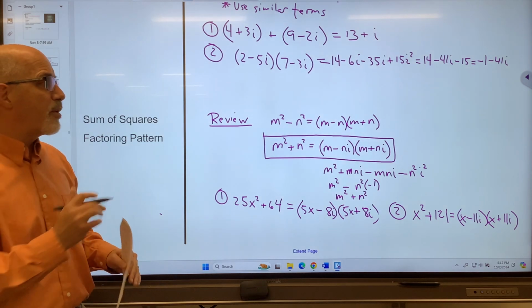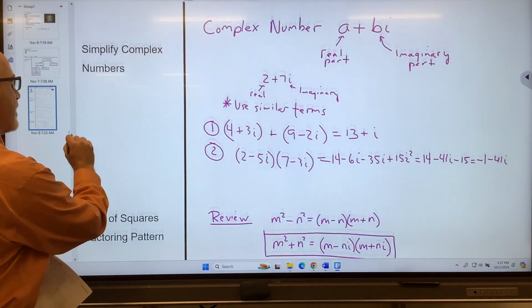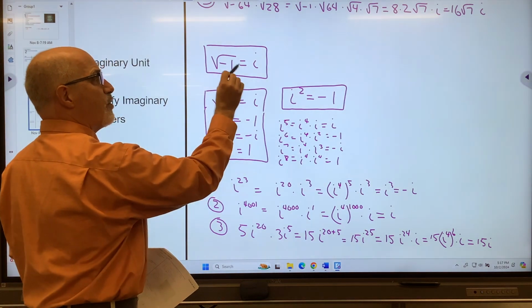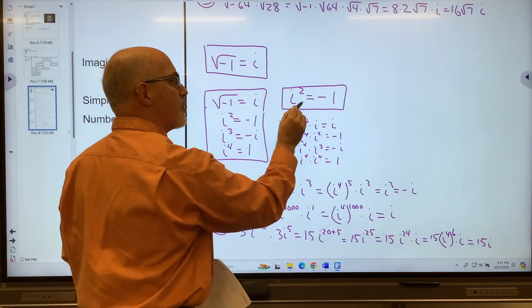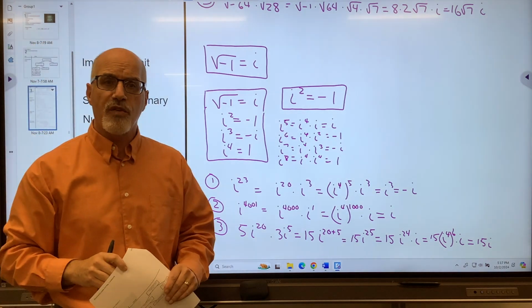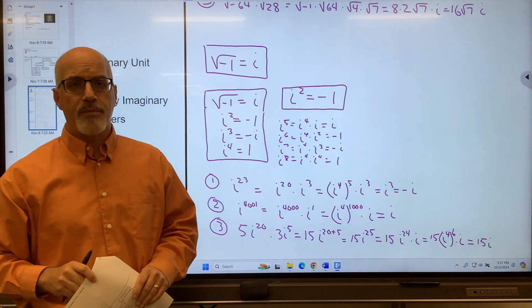So just remember, this is a key part up here. We're going to use this a lot. The square root of negative 1 is equal to i, and i squared is equal to negative 1. We're going to come back to that over and over and over again when simplifying complex numbers.